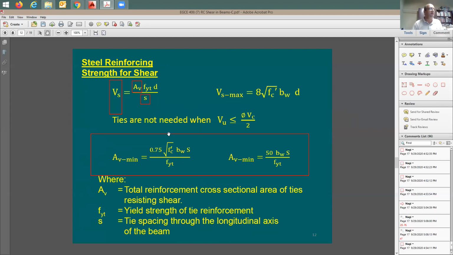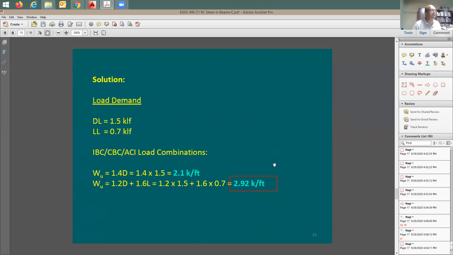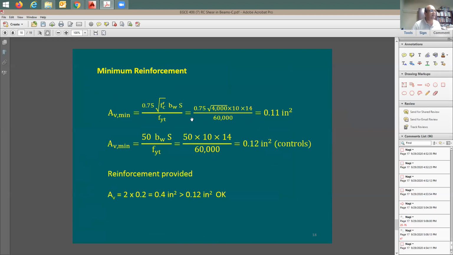There are two equations for the minimum reinforcement that I'm going to be using. Two simple equations. One of them gives you here A_v minimum to be 0.11. The other one gives you 0.12. Be careful when you use any of f'c or fy here, it needs to be in psi.